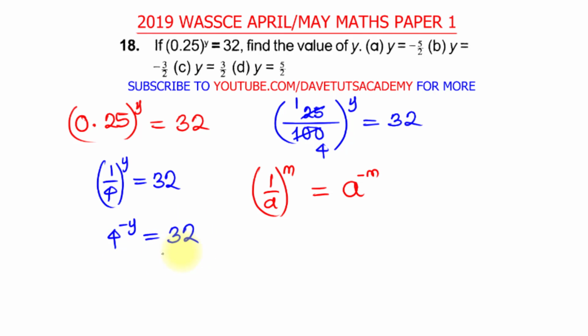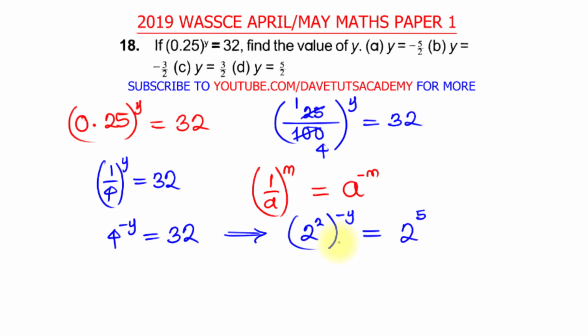Now look at these two bases. You can notice that both of them, 4 and 32, are powers of 2. So that means to express 4 as a power of 2, we know it is 2 raised to power 2, and then we have our minus y. Then 32 is 2 raised to power 5. 2 multiplying itself in 5 places will give us 32.